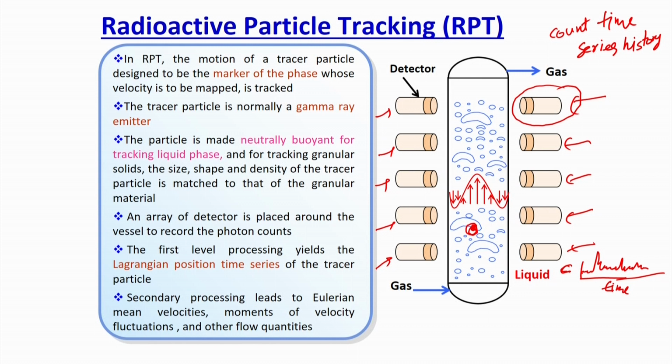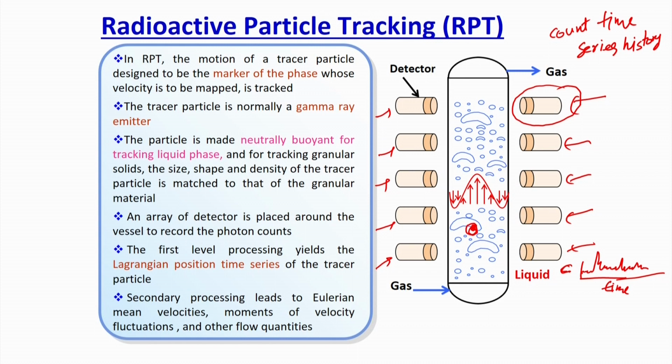Now, I am using a single particle, but I want a whole velocity field. So, what do I need to do? I need to perform the experiment for a sufficiently long time, so that the particle covers approximately all the places inside the vessel of interest or column of interest, and not only one time, it should travel several times to the same location, so that I can also get the mean velocity. So, we will discuss all those things. You will get the photon count time series history on all detectors with time.